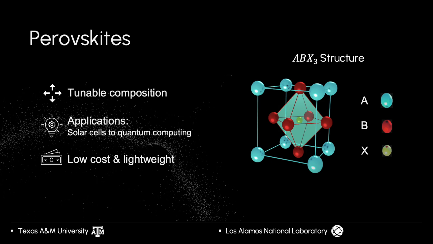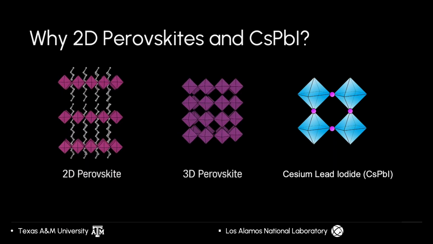Now, what makes them exciting is their versatility. By swapping different elements into the structure, we can design perovskites for a huge range of applications, from solar cells to quantum computing. In recent years, two-dimensional perovskites have attracted attention for their greater stability, better moisture resistance, and more flexible electronic behavior compared to their 3D counterparts.